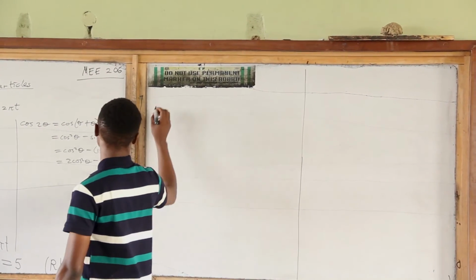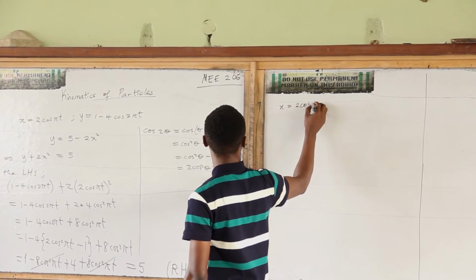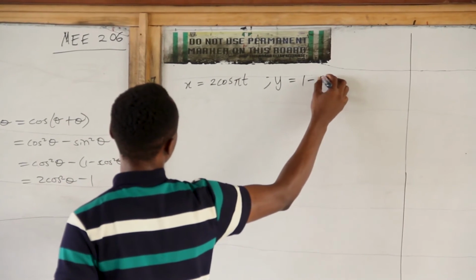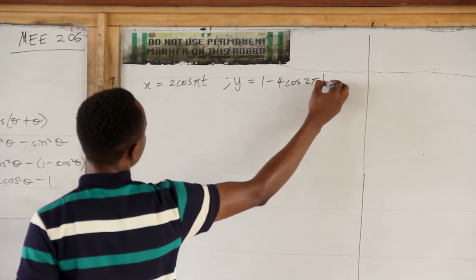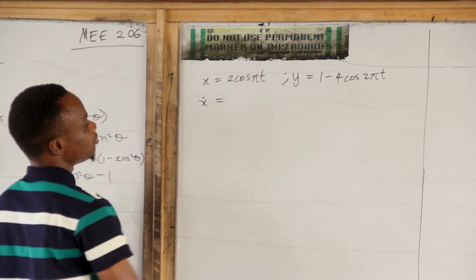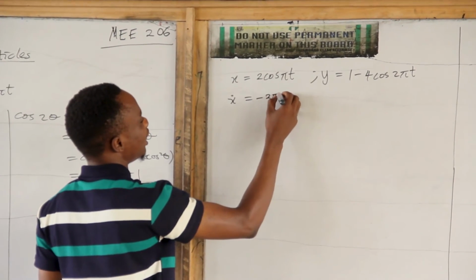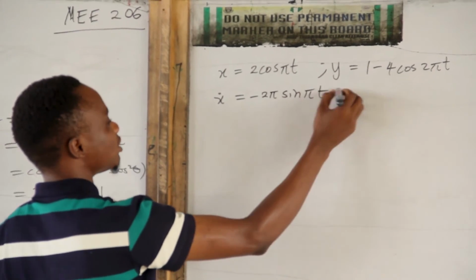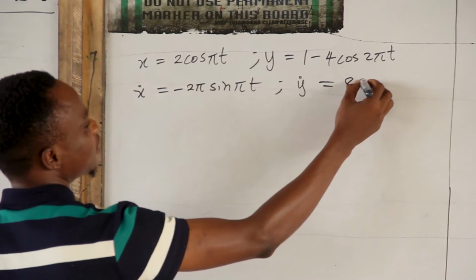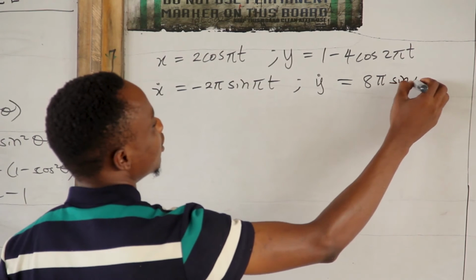So we have been given that x is equal to 2 plus cos(pi t) and y is equal to 1 minus 4 plus cos(2 pi t). So we can differentiate: x dot is equal to the derivative of this, minus 2 pi sine pi t. And y dot, the derivative of this, will be 8 pi sine 2 pi t. Do you get that?